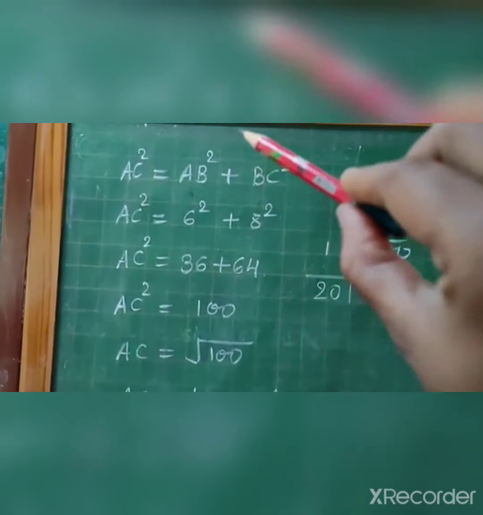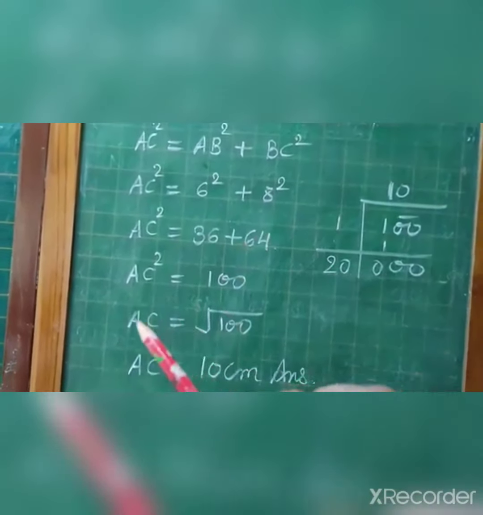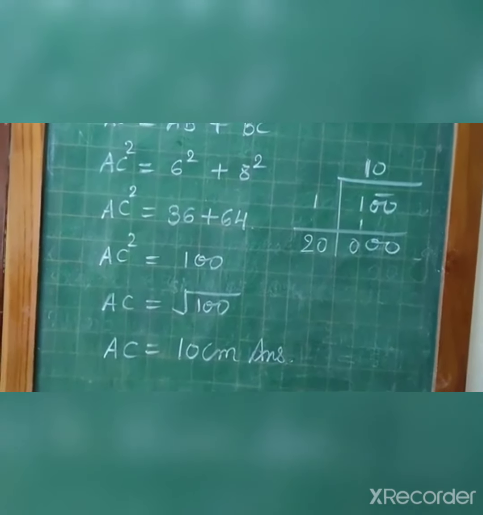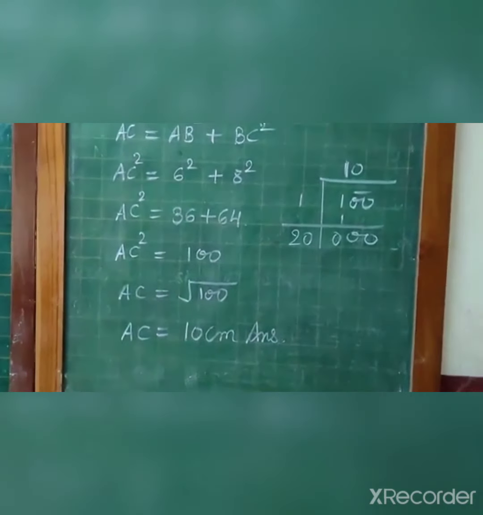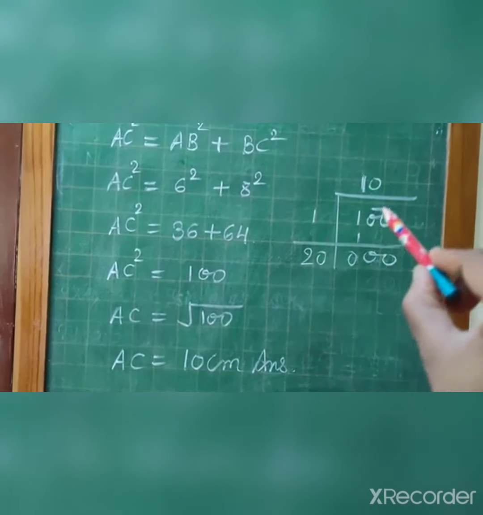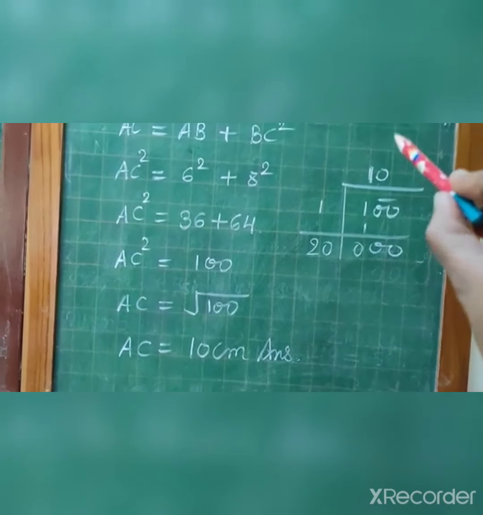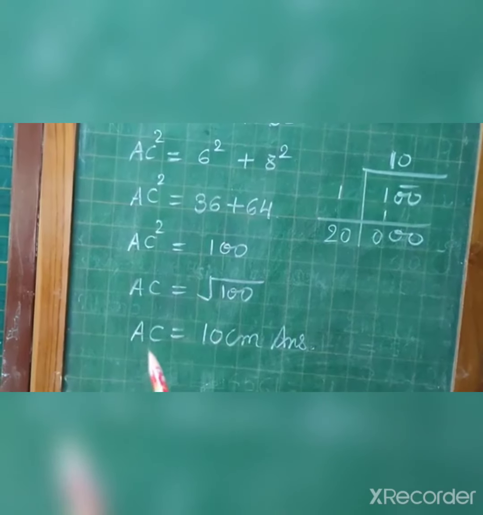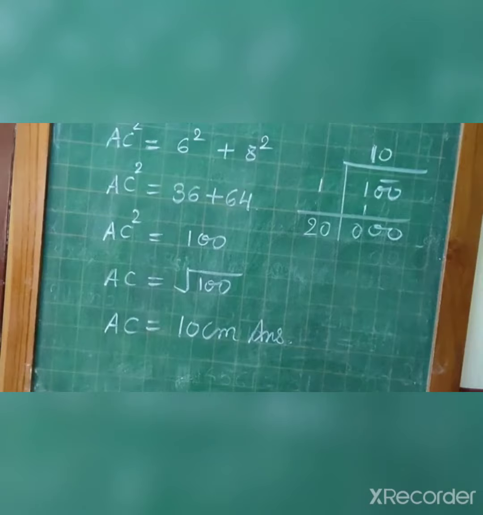So 6 square plus 8 square. 6 6s are 36. 8 8s are 64. AC square equals 100. You can see by long division method, but it's a very common number, 10 tens are 100, we know, but I have solved it by the long division method also. Form pairs, so 1 ones are 1, 1 and 1, 2, bring down this 0. Division is not possible, so we will put 0 here. So AC square equals 100, AC equals square root of 100, and square root of 100 is 10. So the length of AC is 10 centimeters.